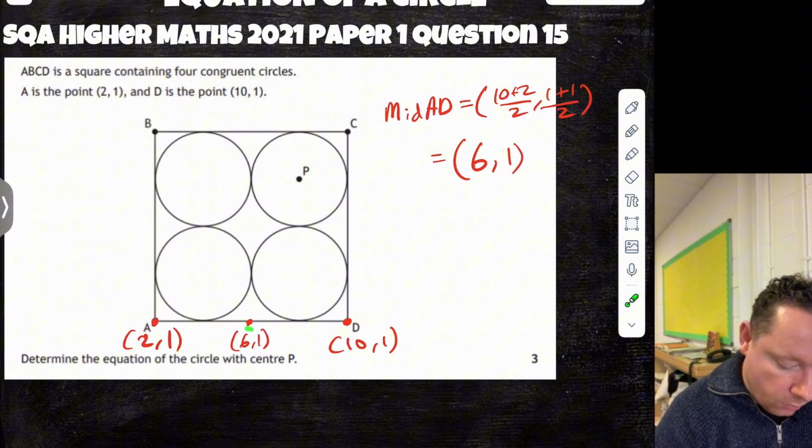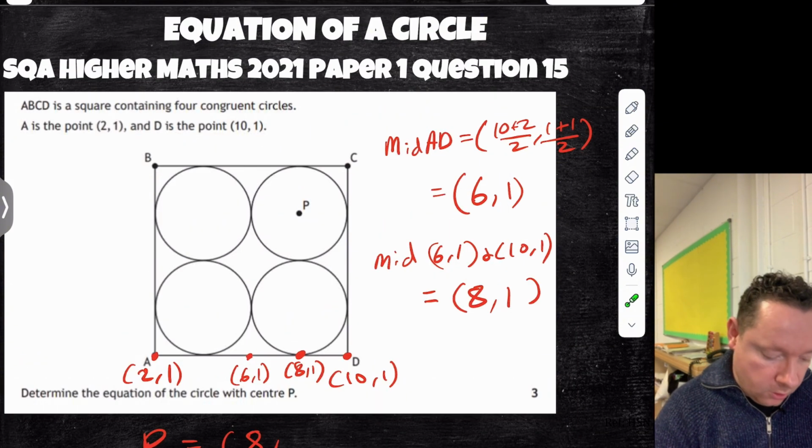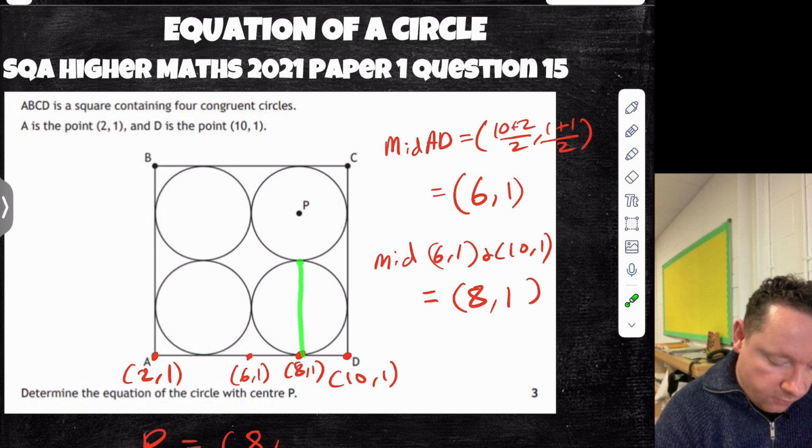The middle of (6, 1) and (10, 1). It's clearly going to be 1 on the end because it's on the same straight line. 6 plus 10 is 16 divided by 2 is 8. So we know this point is along 8 and at 1. And we now need to decide how far up we go. So if we just work out the diameter of one of the circles, it goes from 2 to 6. That's 4 units. So we know it goes up 4 units there.